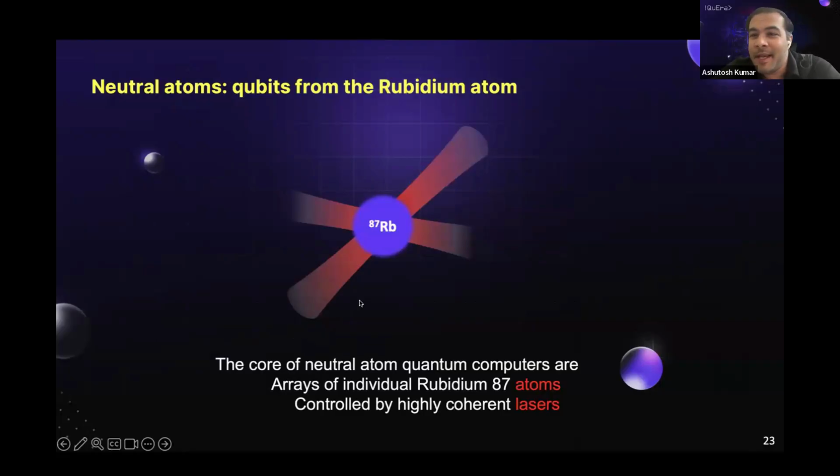So starting from the basics again, sorry if you have already seen these, but the core of the neutral atom quantum computers are arrays of individual rubidium-87 atoms. So the qubits are associated with the energy levels of the rubidium-87 atoms, and you can manipulate them using highly coherent lasers.